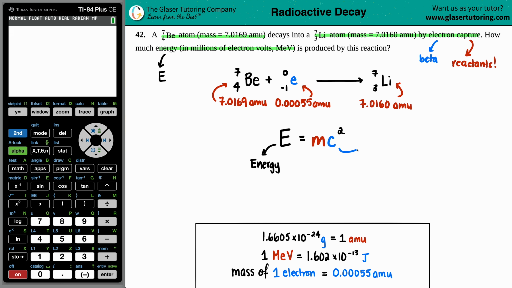Now the C is a constant value. This is the speed of light. So, speed of light, and the correct units for speed of light in this formula is 3. Now you could use 2.998. Maybe I'll use that to just be a little bit more specific, but you could say it's 3, right? 2.998 times 10 to the 8th meters per second.